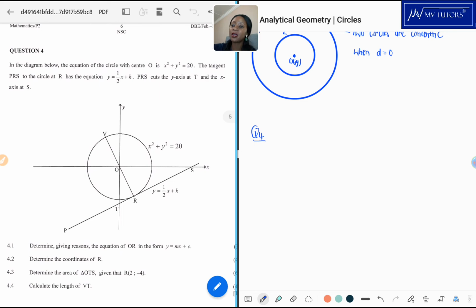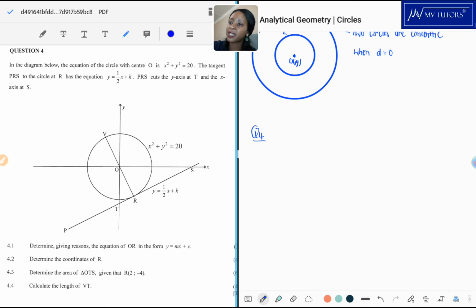So the equation of OR, we know that the radius is perpendicular to the tangent, right? We've said that quite a lot of times. So OR is actually the radius. I can already see that the gradient is negative because we are going down from left to right. All right, and then if I want to get the equation of a straight line, I've been telling you guys, basically, I need a point and I need the gradient.